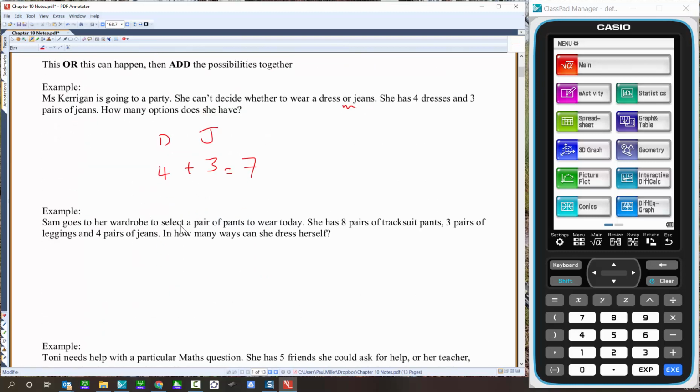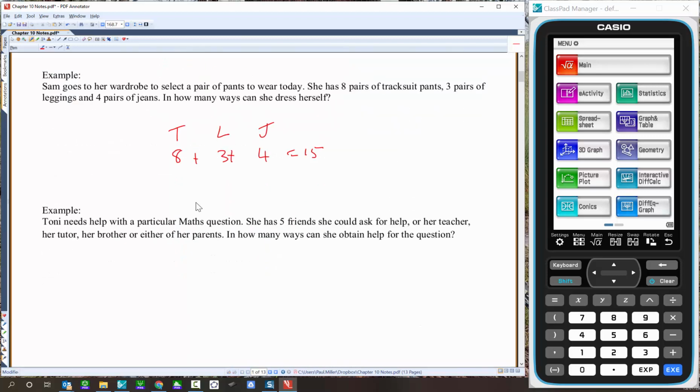Sam goes to her wardrobe to select a pair of pants to wear today. She has 8 pairs of trackies, loves the trackies, 3 pairs of leggings, 4 pairs of jeans. In how many different ways can she dress herself? Well, assuming she's wearing a top, because that would be appropriate, there was tracksuit pants, there was leggings, and there was jeans, 8 trackies, 3 leggings, and 4 jeans. So we're just going to add those together, which is 11 plus 4, which is equal to 15. So there's 15 different ways of dressing herself.